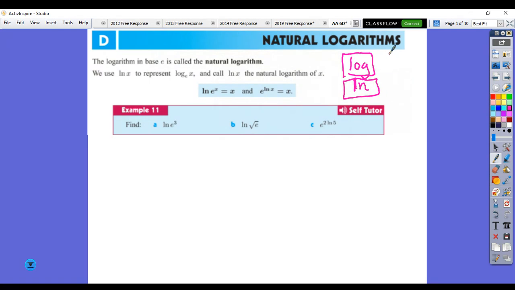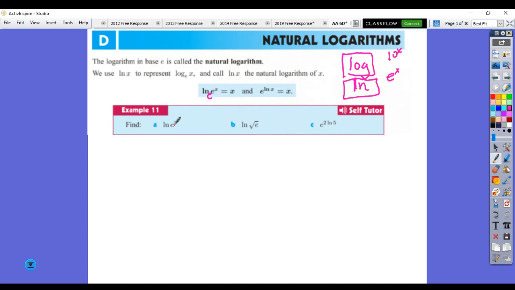Like if you look on top of log, it says 10 to the x. You look on top of ln, it says e to the x. These are inverse functions. That's why when you do ln e to the x, it equals x, because the bases match. E raised to the ln, the bases match. Everything equals x.